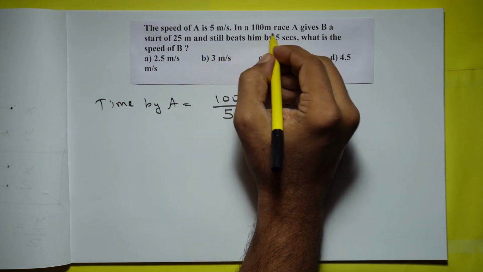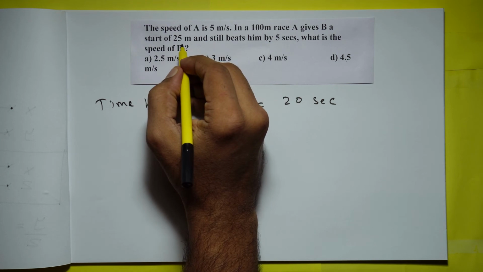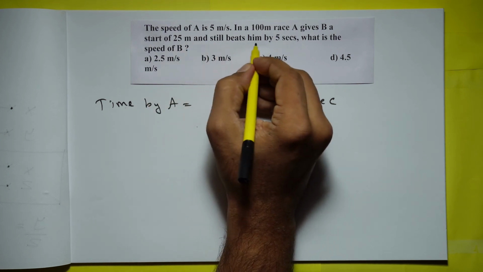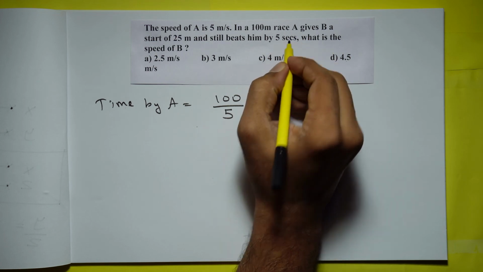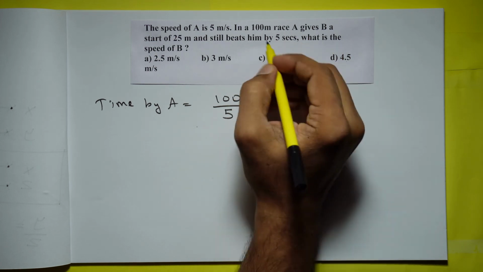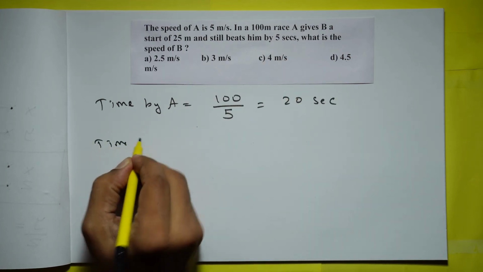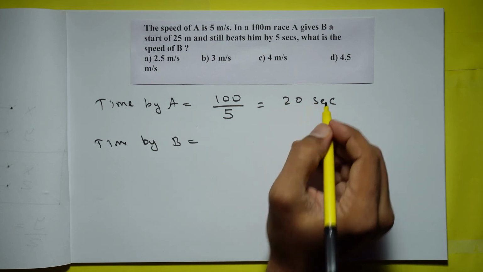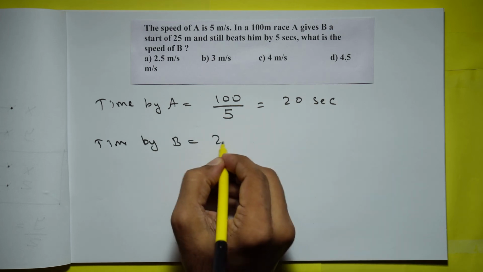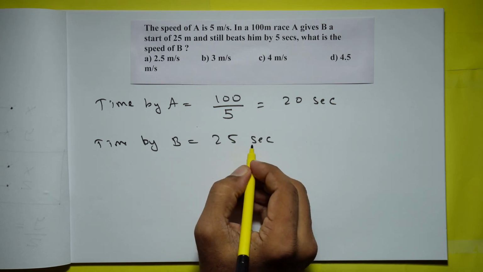Now in a 100-meter race, A gives B a start of 25 meters and still beats him by 5 seconds. So after A has completed his full race, B requires another 5 more seconds. So time required by B will be 5 seconds more than this. So that is 20 plus 5, 25 seconds. That will be the time required by B.